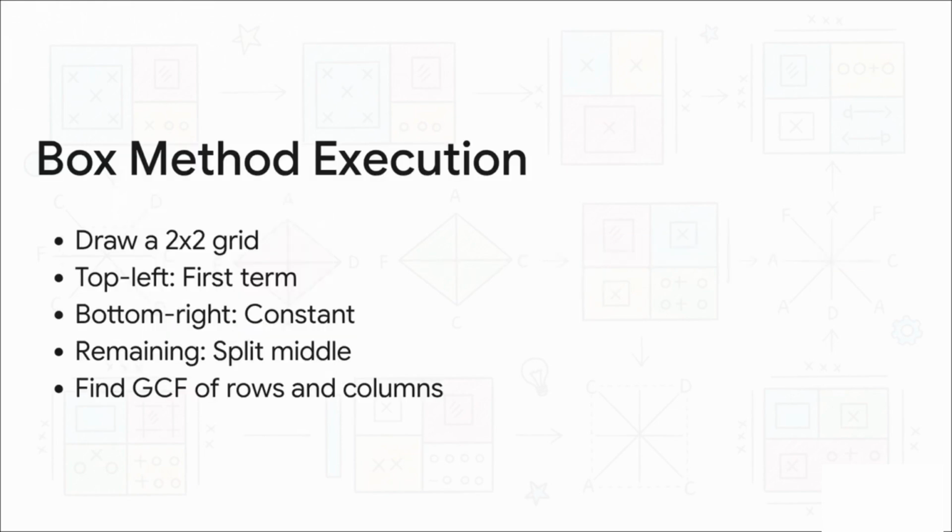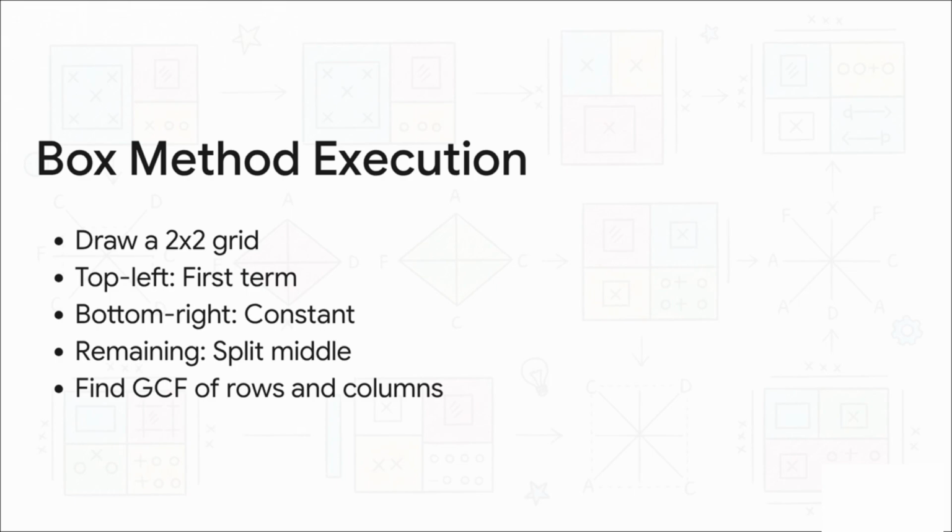Here is how you fill out that grid. Draw a 2x2 box. In the top left square, drop in your very first term. Bottom right square, drop in your constant, the last term. Now for the two empty boxes that are left, you just drop in those winning split middle terms you found using the AC method. Honestly, it doesn't even matter which one goes where. Finally, you just scan across the rows and up the columns to pull out the greatest common factor for each. And your final answer? You literally just read it right off the outside edges of the box.